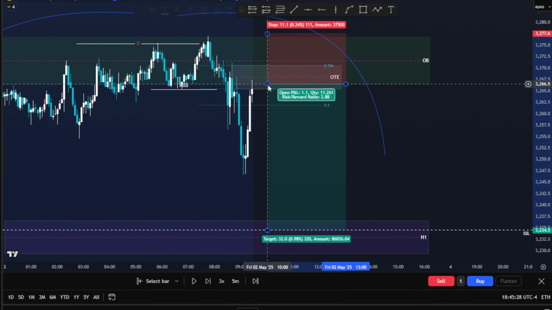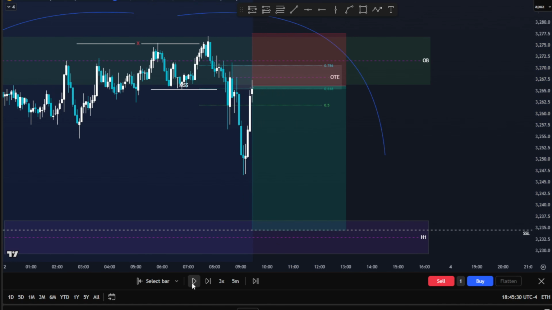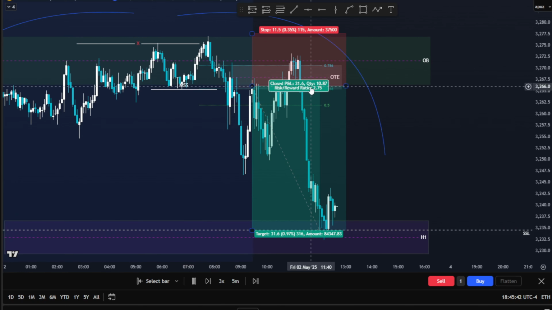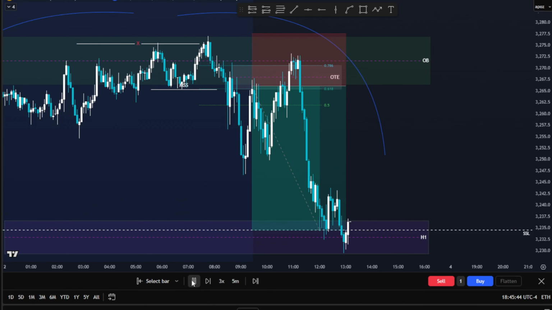My entry will technically be here, already tapped in. So it retraced back a little bit more. We have patience. Here we go. So you can see here, this is a, oops, let me stop this.